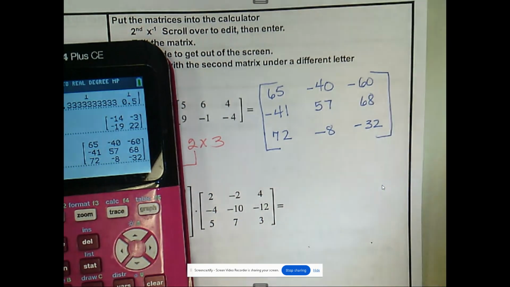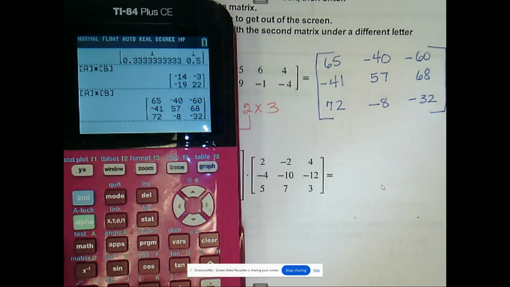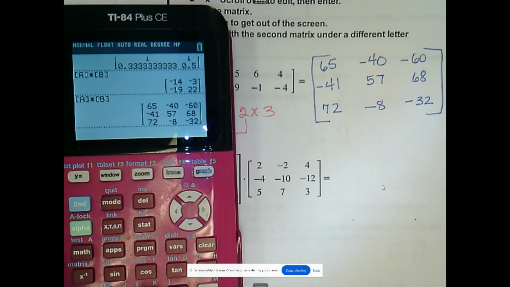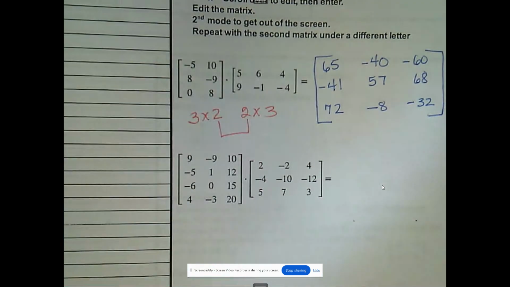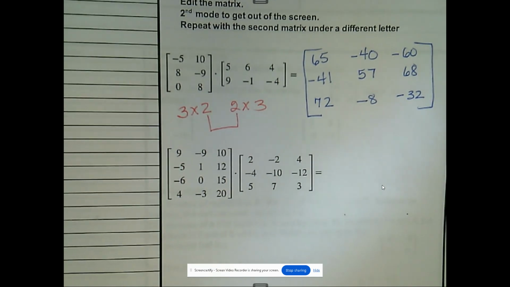Okay, at this point, hopefully you know how to do it. So you need to pause the video and see if you can input the last matrices on your own. Can we even do it? Does it have the right number of columns on the first to match up with the rows on the second? So look at your size, put it in the calculator, and hit enter. Pause the video now.